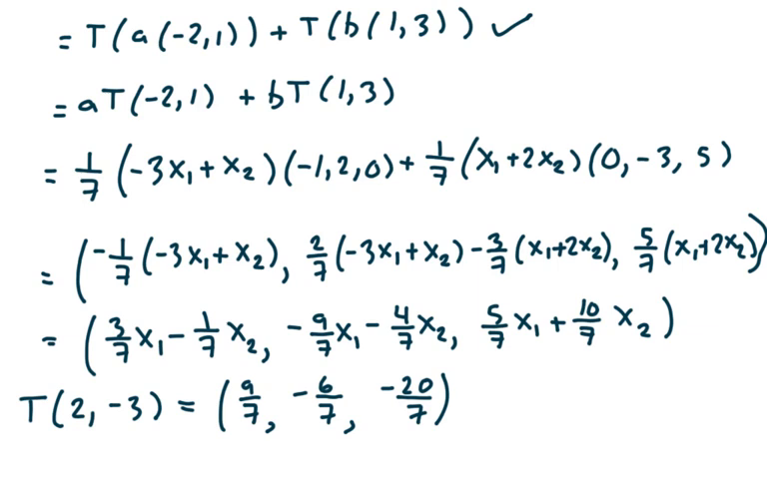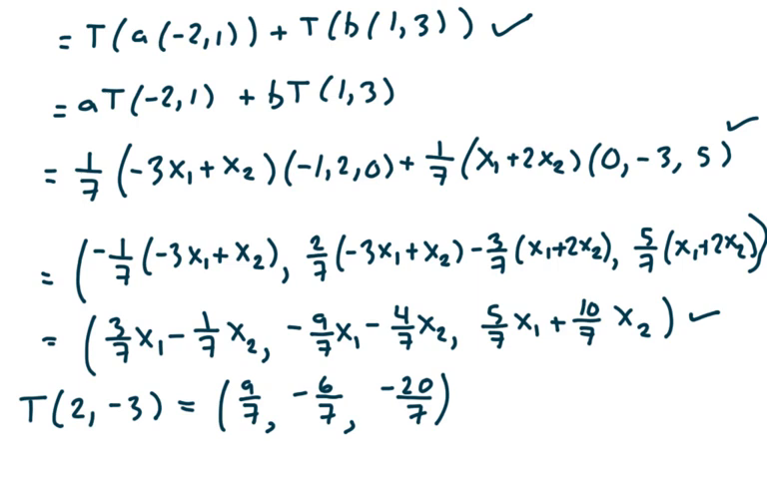But remember, A is 1/7 of (-3x1 plus x2), and I'm going to multiply that by the vector (-1, 2, 0). Then I'm going to go plus 1/7 of (x1 plus 2x2), and then multiply by the vector (0, -3, 5). So right here is my formula. What I did was took it a step further and found this vector.